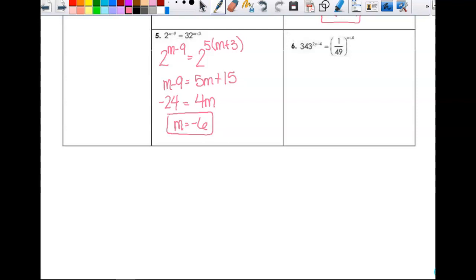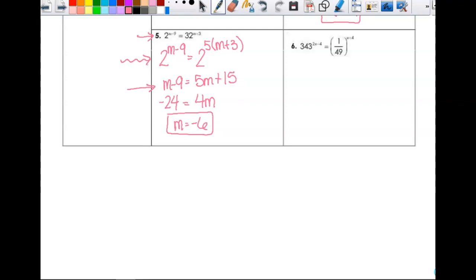You have to have common bases before they come out of the exponent. So even if you know what it's going to look like by looking at this, nobody cares. You have to do this part right here to get the common base to use the rule that allows you to do it. Okay? All right, let's look at number 6.